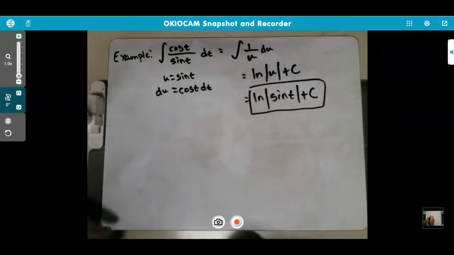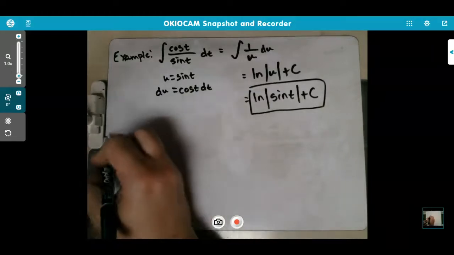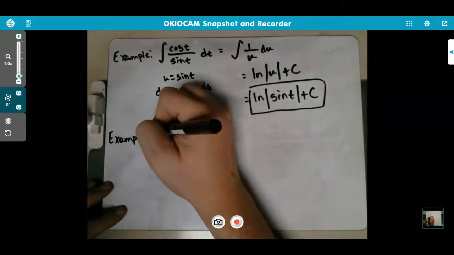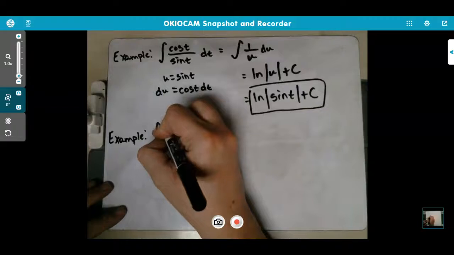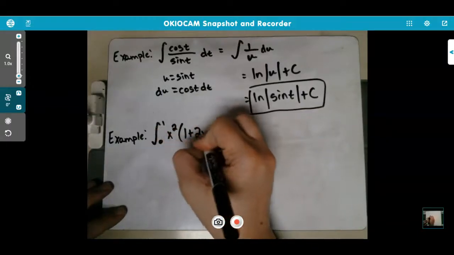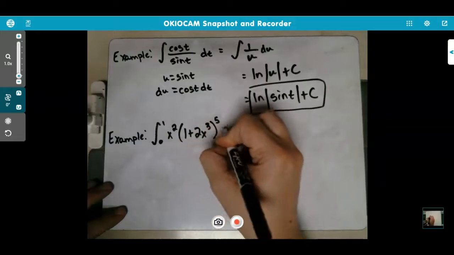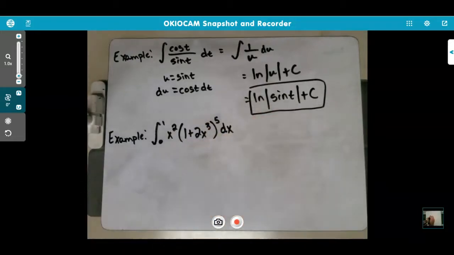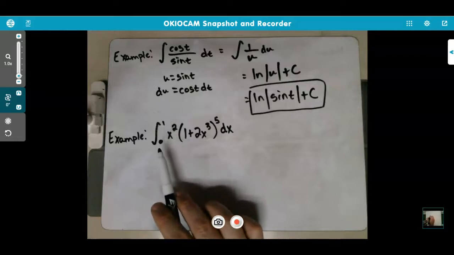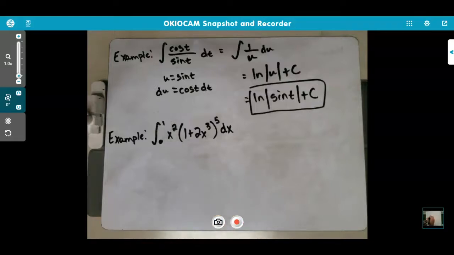All right, so now I can also apply these to definite integrals. So here's an example. Let's do the integral from 0 to 1 of x squared times 1 plus 2x cubed to the 5th dx. So we learned in sections 5.2 and 5.3 that how I'm going to do this is I'm going to find the antiderivative and then plug in a 1, plug in 0, and then subtract them.